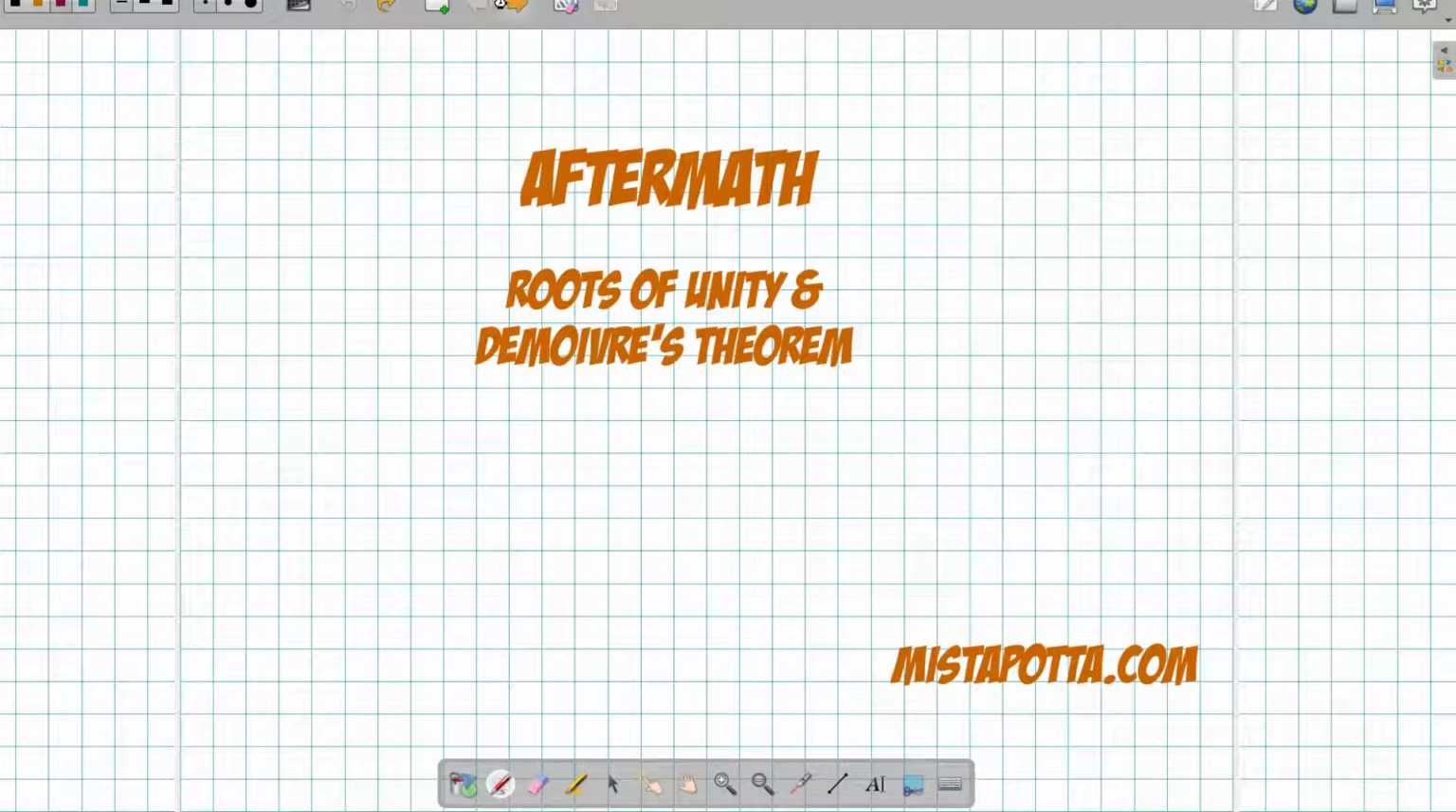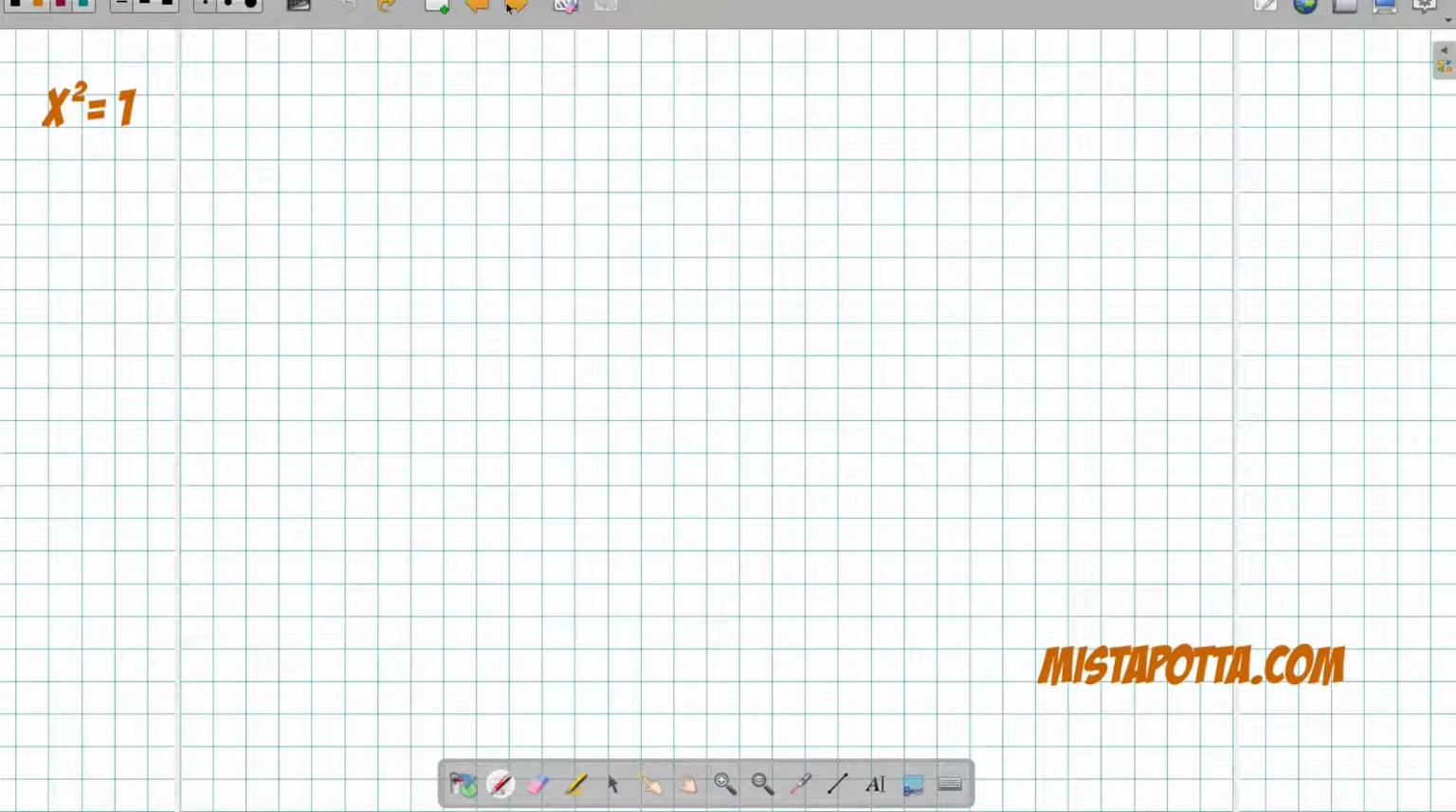So I want to start with a very simple equation that we see a lot in our Algebra 1 course. We have x squared equals 1. Now I know that this is a parabola, so if I was to graph this, then I would see a parabola.